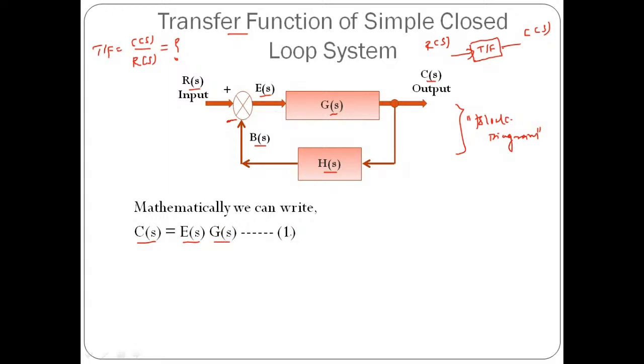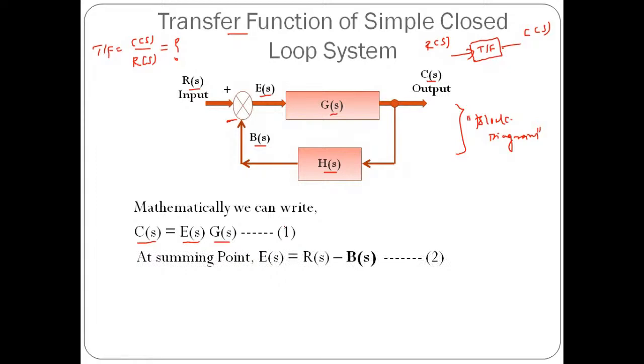I hope this is clear to everyone, and everyone must write these equations one by one, because these are very important concepts we are trying to define. Suppose we have the representation of a closed loop system, how do we find its corresponding transfer function? So this will be equation number 1.